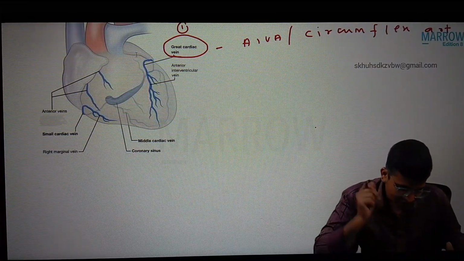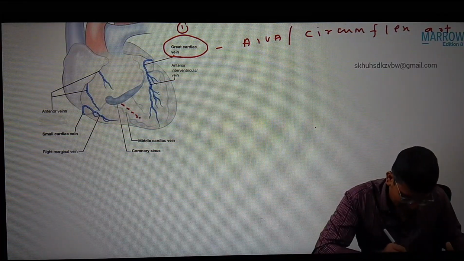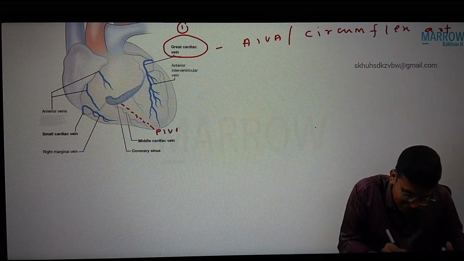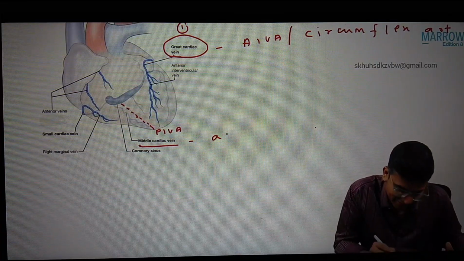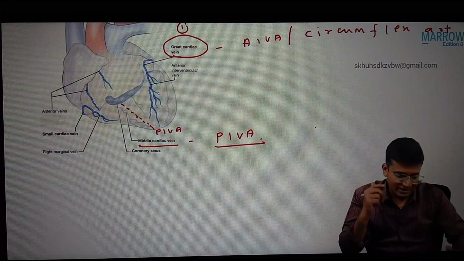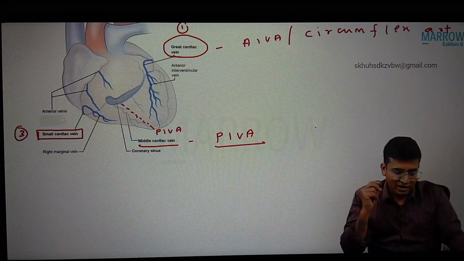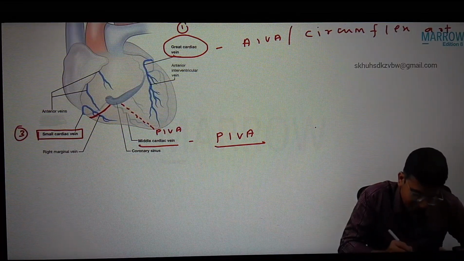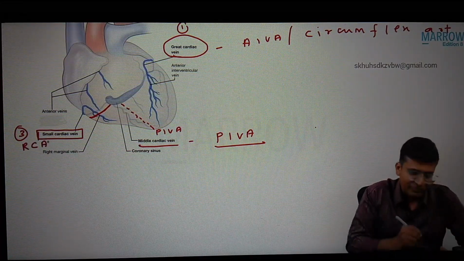Next, the middle cardiac vein. The middle cardiac vein is accompanied by the posterior interventricular artery. So the second tributary is the middle cardiac vein, which accompanies the posterior interventricular artery. Next tributary, the small cardiac vein. The small cardiac vein accompanies the right coronary artery, which will be here.